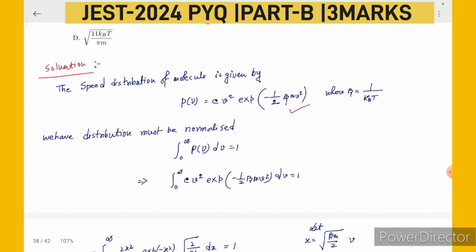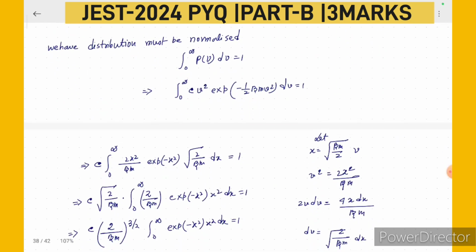Okay, so the integral from 0 to infinity of p(v) dv equals 1, so p(v) equals C v squared exponential of minus half beta m v squared, dv equals 1. Okay, so now integrate C from 0 to infinity. So now let's put x equals root of beta m upon 2 times v.